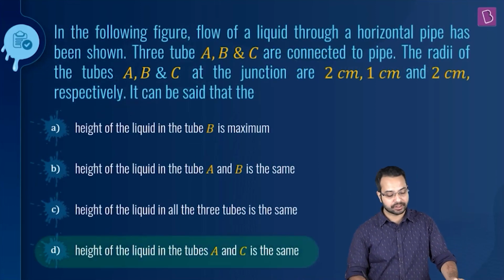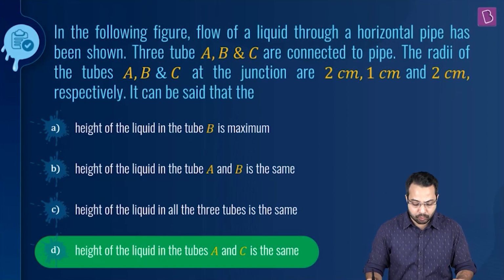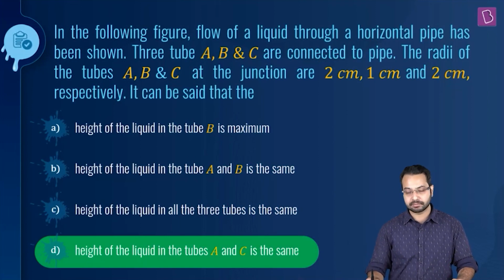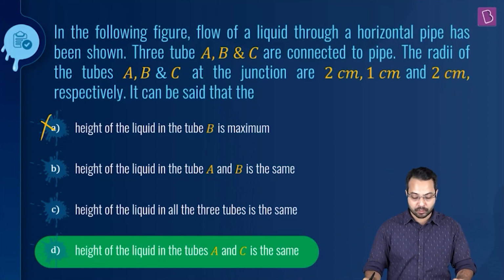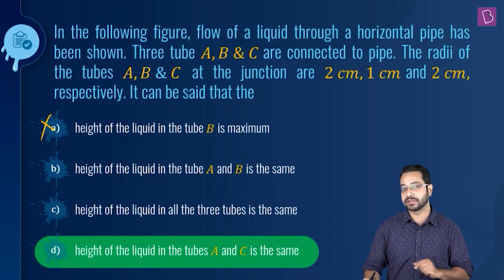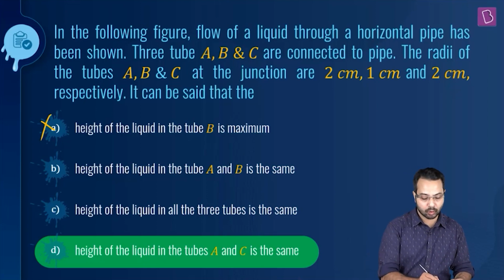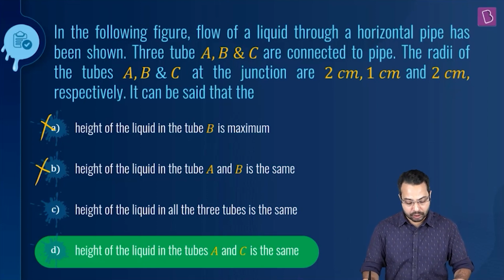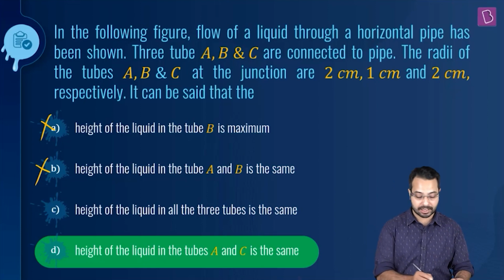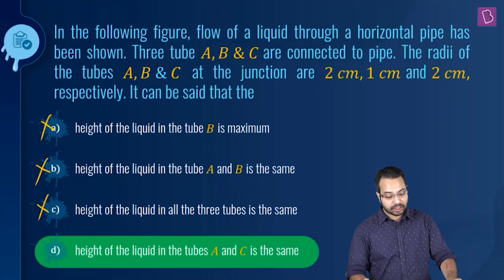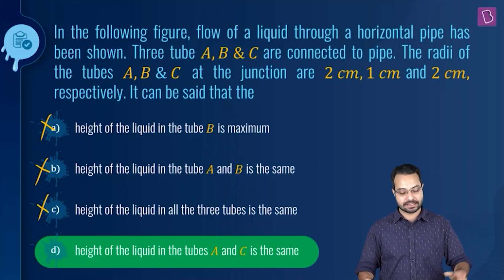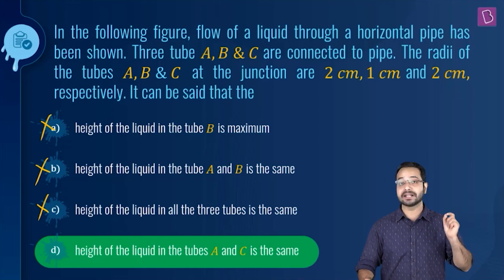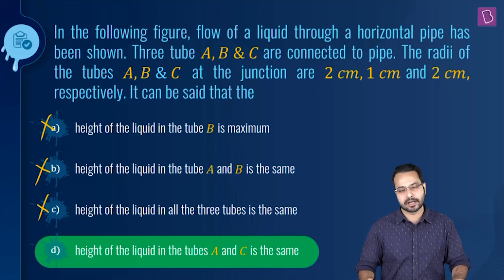Now let's have a look at the options. Height of the liquid column in tube B is maximum? No, it is lower. Not happening. Height of the liquid column in the tubes A and B is the same? No, we saw that in B it is lower. Not correct. Height of the liquid in all the 3 tubes is the same? Again, not correct. Height of the liquid in the tubes A and C is the same, and that's exactly what we figured out. Hence, option D is going to be the correct option.